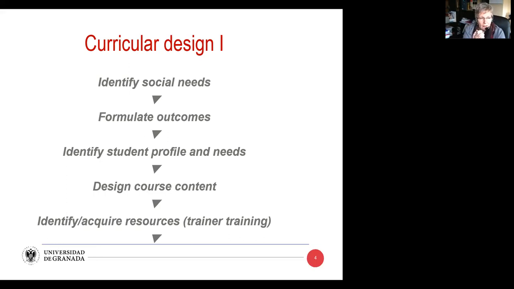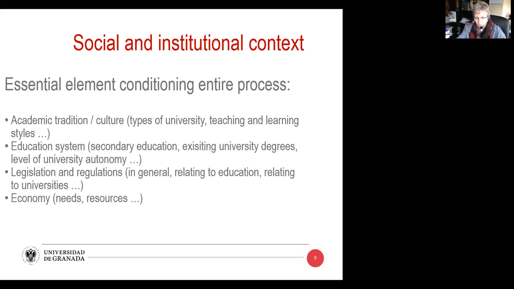So let's have a look. Perhaps before we actually start with step number one, we should say that this entire process takes place in a complex social context. And that complex social context, to which I will in fact move forward briefly, conditions the entire process. And it conditions the entire process in various different ways. And I'll just mention a few of them here before I go back to look at the process itself.